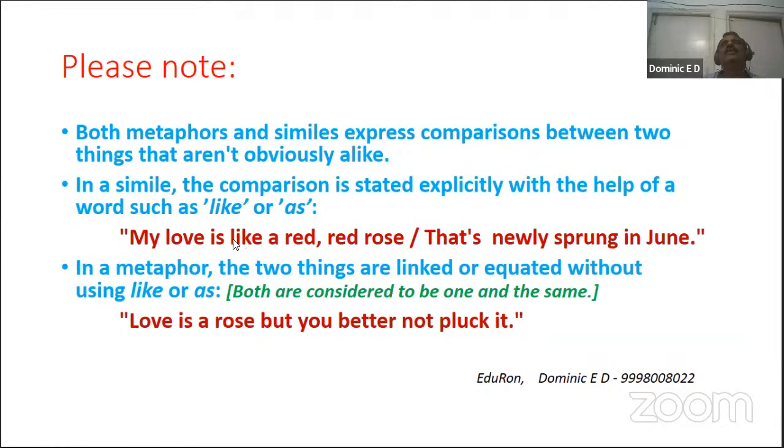So the poet compares his beloved to a red rose that is newly sprung in June. So here, the love, meaning the beloved of the poet, is compared to the red rose. That's the comparison over here. His beloved is compared to a red rose. On the other hand, if you go to metaphor, two things are linked or equated without using like or as. That is, both are considered to be one and the same. Love is a rose, but you better don't pluck it.